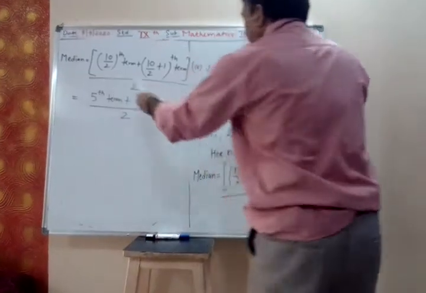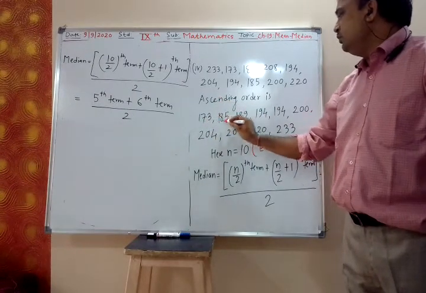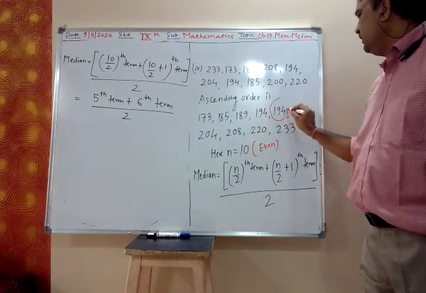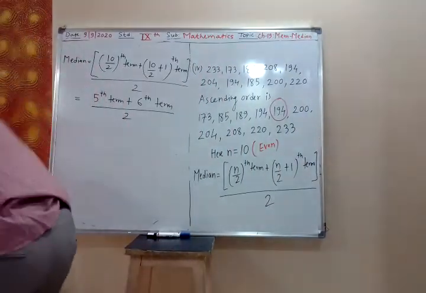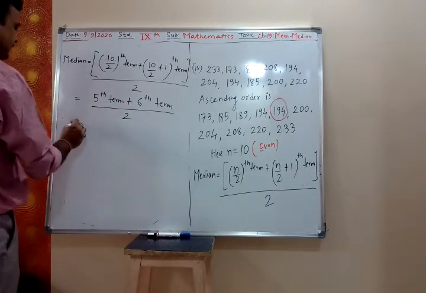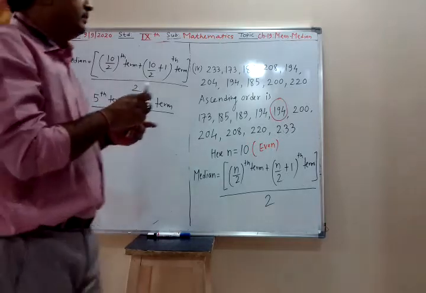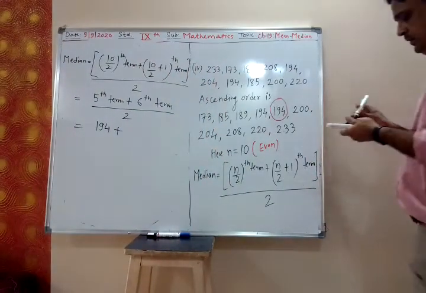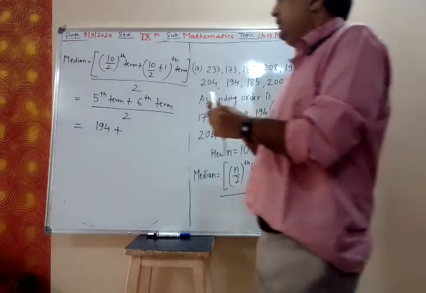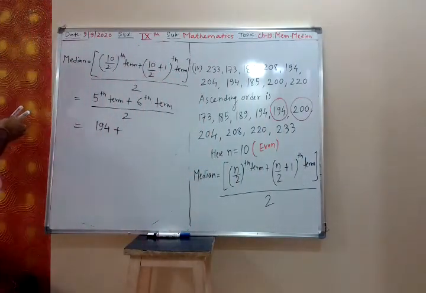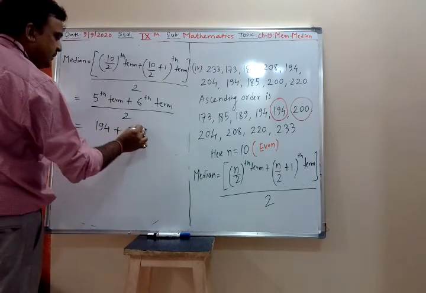See here, 5th term. What is the 5th term? After arranging the data in ascending order, 1, 2, 3, 4, 5. This is my 5th term, 194. Is it clear? So we write 194 plus the 6th term. This is my 5th term and this is my 6th term. You cannot write 5th term and 6th term as the 11th term. Remember, 5th term is 194, 6th term is 200.